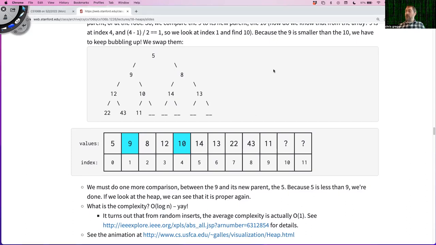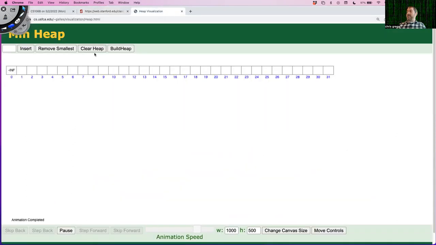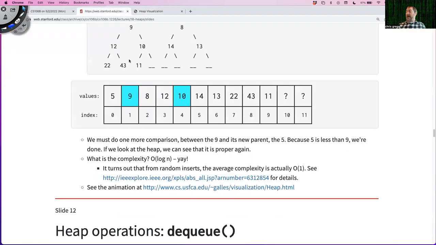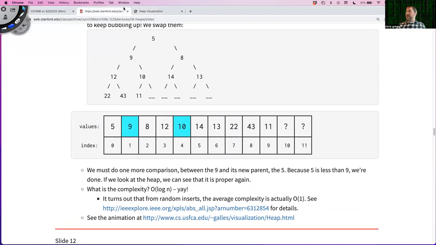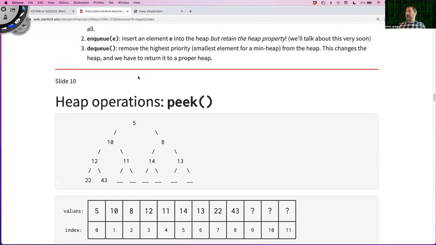So you can see that. Let's quickly take a look at an animation for this. Let me open up an animation. Here is an animation. Let me put a whole bunch of things into the heap. Let me do the one we just had. In fact, there's 9 elements. I'm going to put them in the previous order from up here.